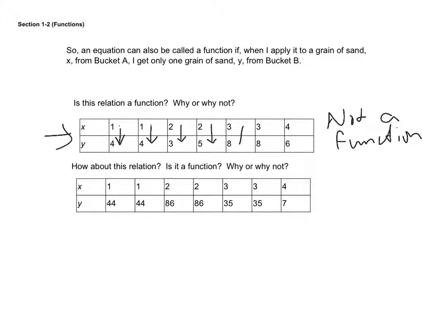Now if you notice, for 3, I only get one value. Whenever I put in 3, I get 8. And whenever I put in 4, I get 6. But these two values that I get when I put in 2 are what make this not a function. Okay? Now, give yourself a couple minutes, and think about this relation. Is it a function?